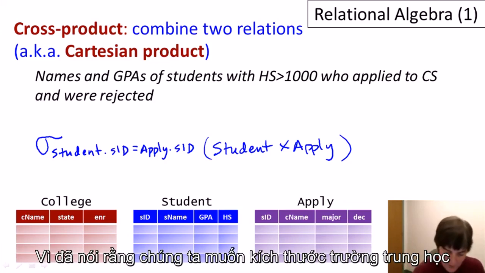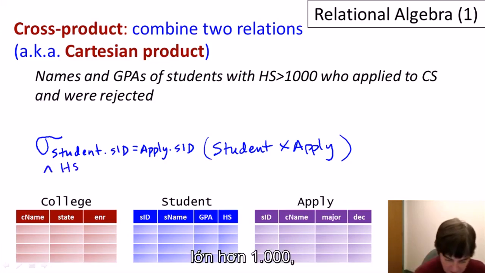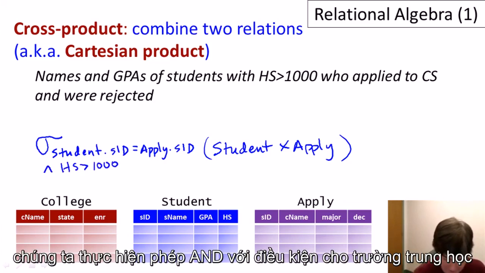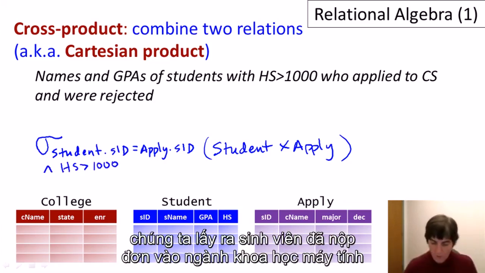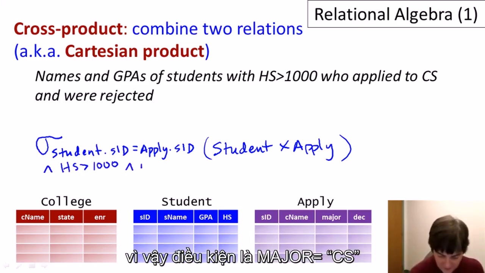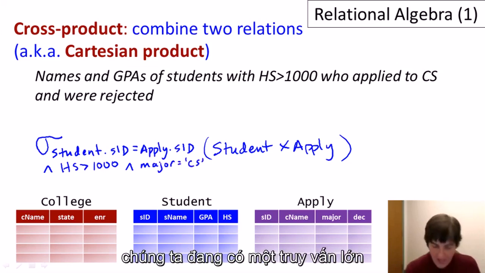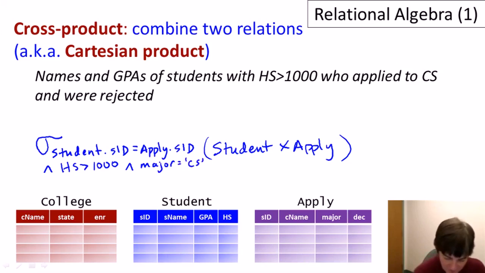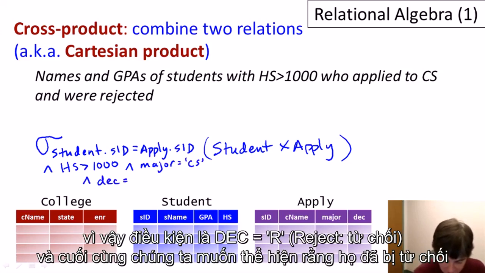Now we have to do a little bit of additional filtering. We said that we want the high school size to be greater than 1,000, so we add an AND operator on the high school size. We want them to have applied to CS, so that's AND major equals CS. We're getting a nice big query here. And finally, we want them to have been rejected, so AND decision equals, we'll just use an R for reject.